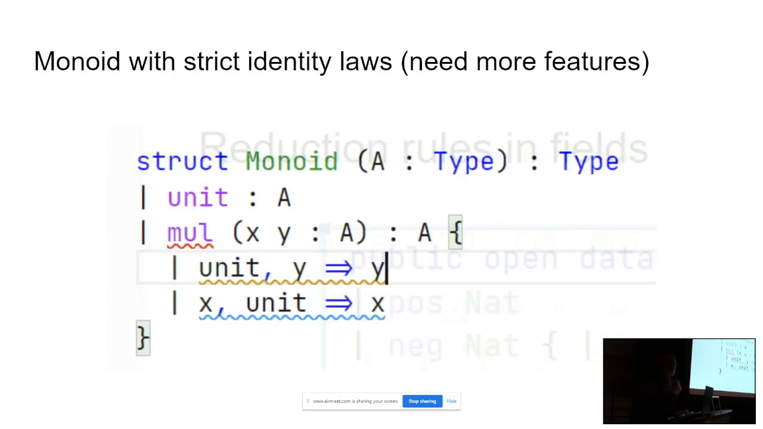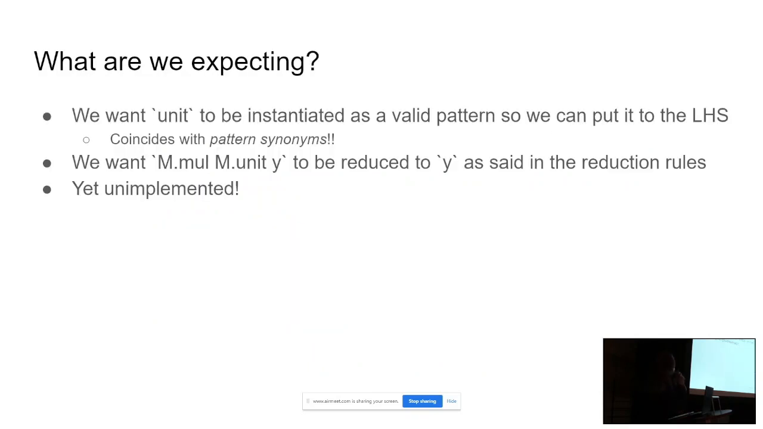And with more features like overlapping pattern matchings, maybe I can do something else, like writing two of the identity rules at the same time. So I have both of the identity rules by computation, which simplifies theorem proving relevant to abstract monoids. So this is what we're expecting. We want the unit parameter to be instantiated as a valid pattern, as a pattern synonym, so we can put it at the left-hand side of a pattern matching.